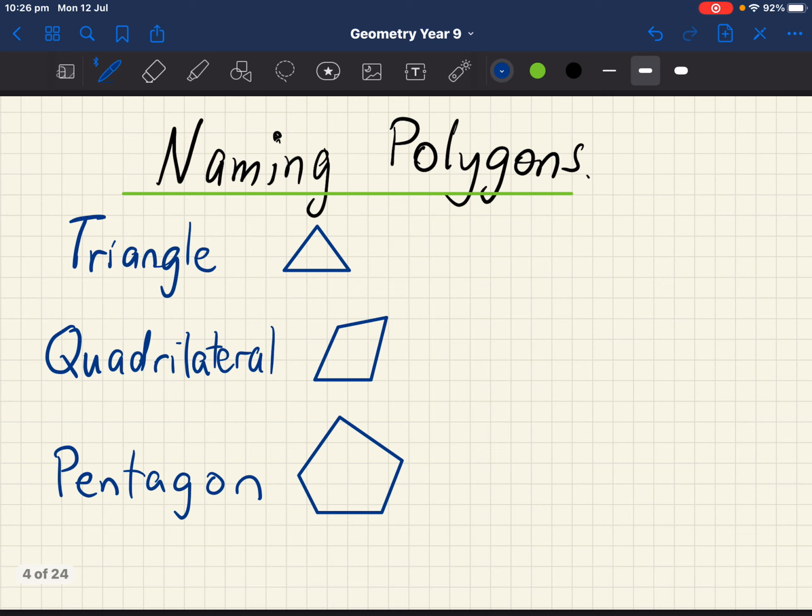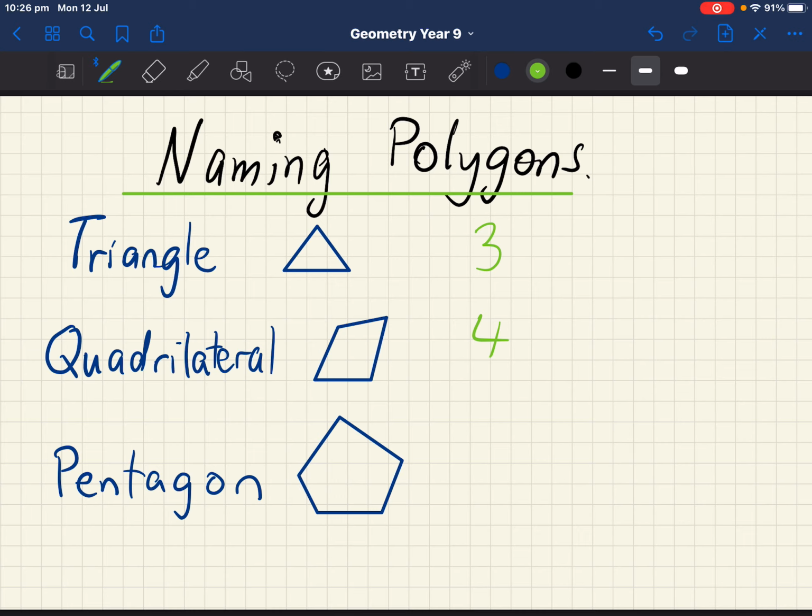Now that we know what a polygon is, two-dimensional, all the edges straight, no gaps, we next need to know how to name them. Just starting off nice and simple, we all know the first one. It's got 3 sides. It's a triangle. This next one, we go up by 1, to the 4-sided polygons.